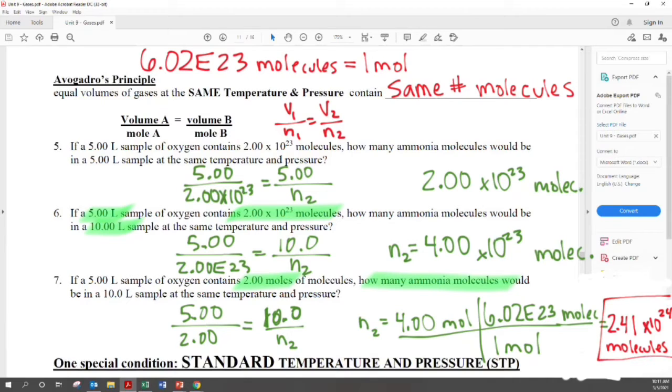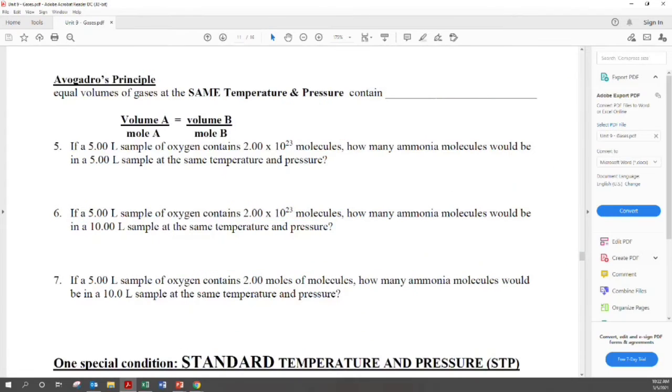Now, let's go on to another kind of variation on our gas laws we've already seen.